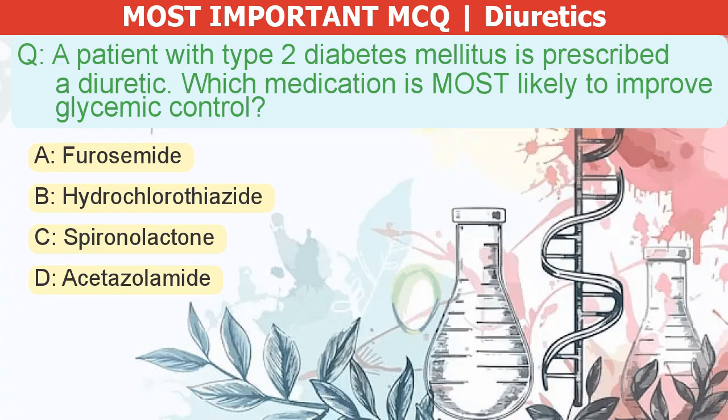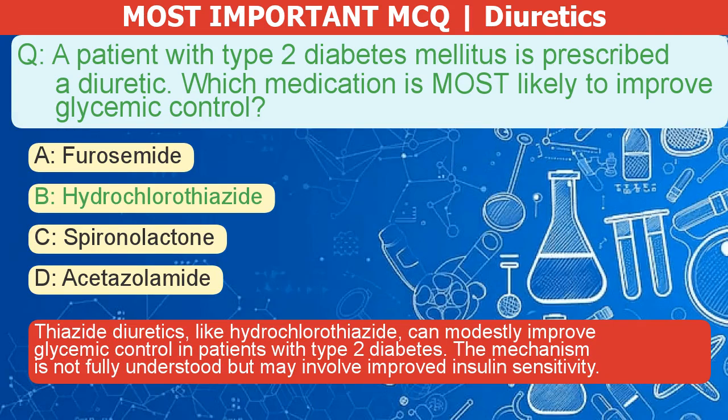A patient with type 2 diabetes mellitus is prescribed a diuretic. Which medication is most likely to improve glycemic control? A. Furosemide. B. Hydrochlorothiazide. C. Spironolactone. D. Acetazolamide. The correct answer is B. Thiazide diuretics, like hydrochlorothiazide, can modestly improve glycemic control in patients with type 2 diabetes. The mechanism is not fully understood but may involve improved insulin sensitivity.